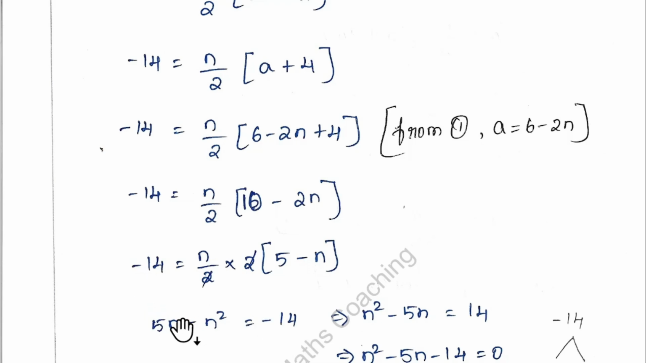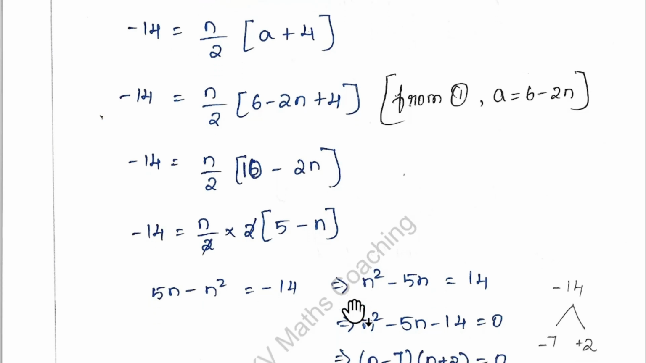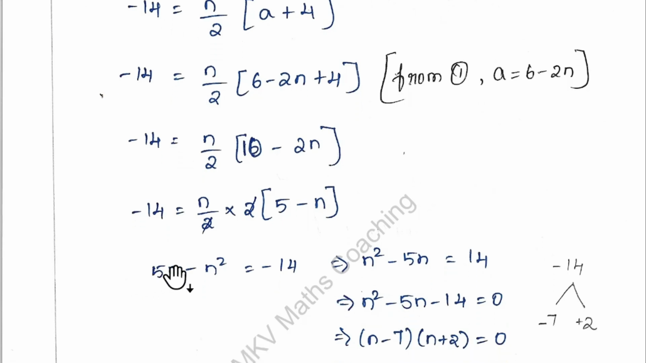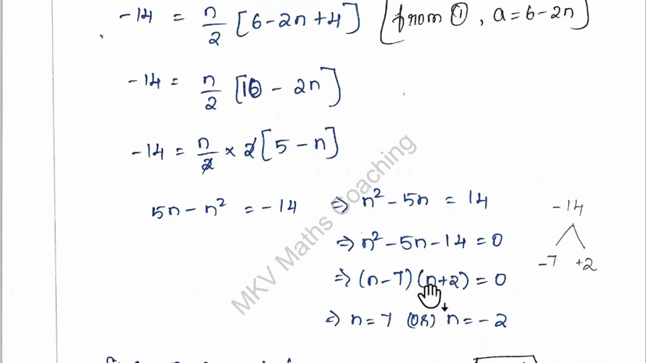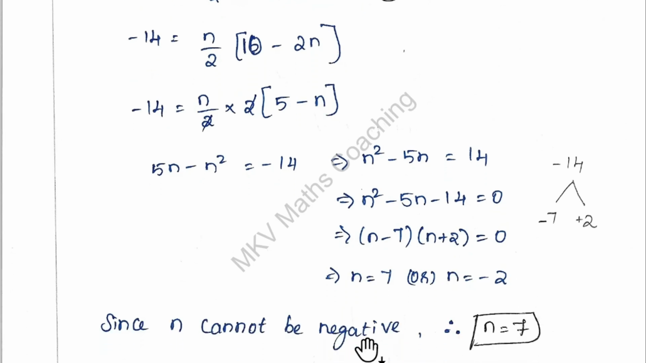So I am sending these two terms this side. n square minus 5n is equal to 14. So n square minus 5n minus 14 equal to 0. I am getting this quadratic equation. When you multiply, I am getting minus 14, and when I add, I have to get minus 5. So 7 and 2 satisfy this quadratic equation. I am getting (n minus 7)(n plus 2). n cannot be negative, so the n value is 7.